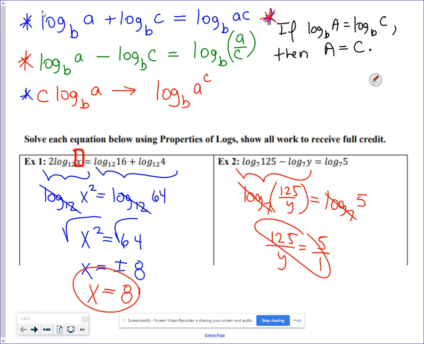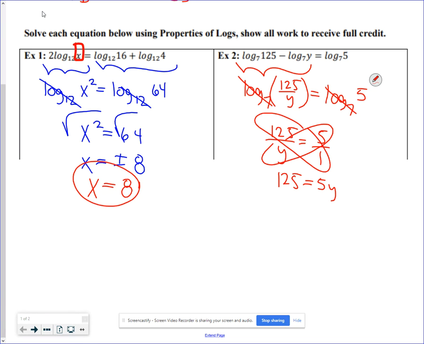So 1 times 125 is 125. Y times 5 is 5y. So all we gotta do is solve this equation. 125 is equal to 5y. Take 125 divided by 5. So let's divide both sides by 5. We get y is equal to 25.